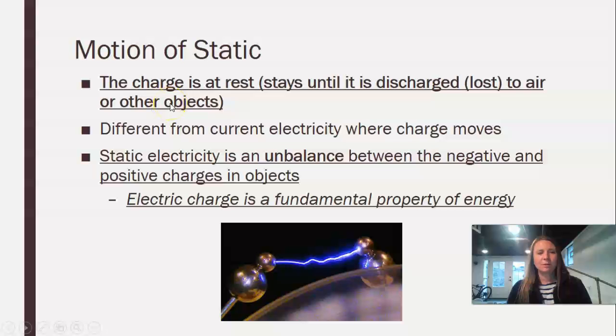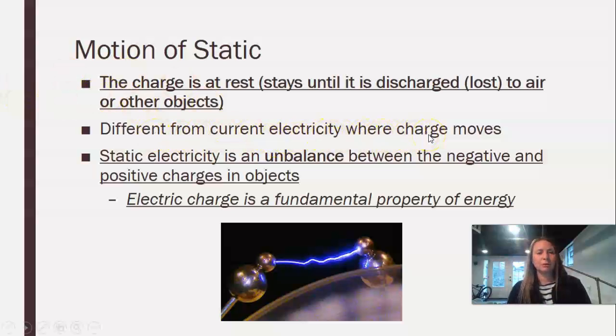So one of the other things that we're going to talk about is how this motion of energy can be replaced, which is just the motion of static. And that is, the charge is at rest, meaning that it has potential energy. It's just sitting there. And then energy is surged through the system that allows it to move into kinetic energy. So the charge is at rest, stays until it is discharged to air or other objects, meaning that when something comes across it and those electrons are charged up, they're going to shoot the energy through the system.